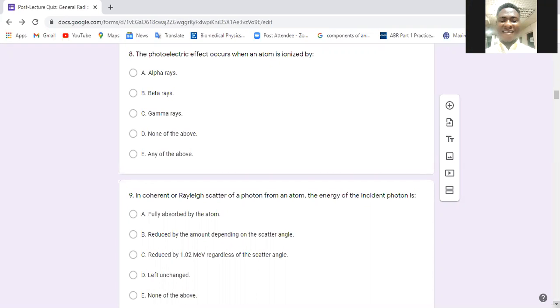B. Photoelectric effect occurs when an atom is ionized by B.